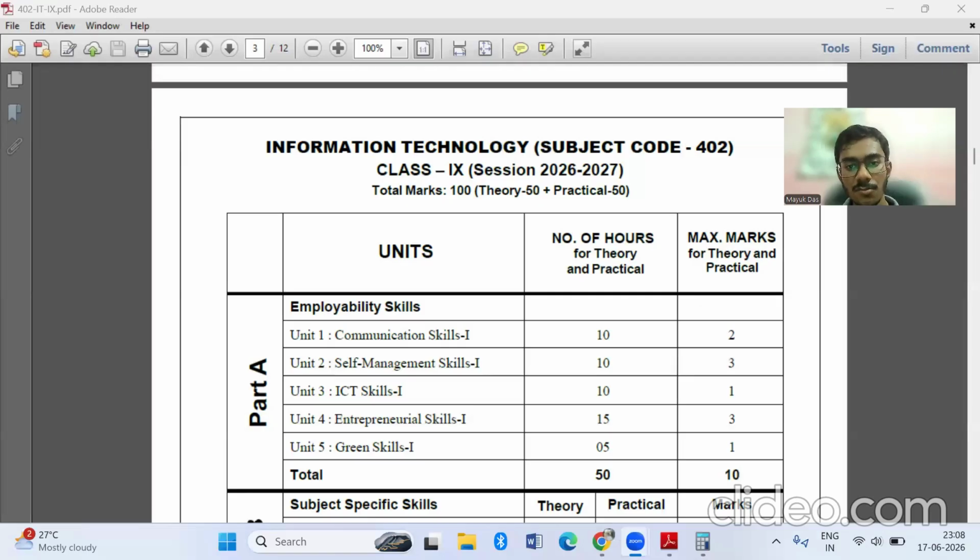information technology subject code is 402, to note it down. Yes, I forgot to share my screen. Yeah, so basically, information technology, that is subject code is 402, to note it down.